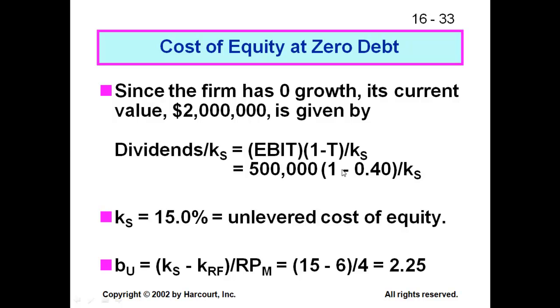To get into a detailed analysis. So the cost of equity, first of all, at zero debt, how do you come up with this? Since the firm has zero growth, its current value of 2 million is given by this formula. Where did the 2 million come from? The 2 million came from your $20 share price multiplied by 100,000 shares outstanding. So the value of your total company is 2 million.